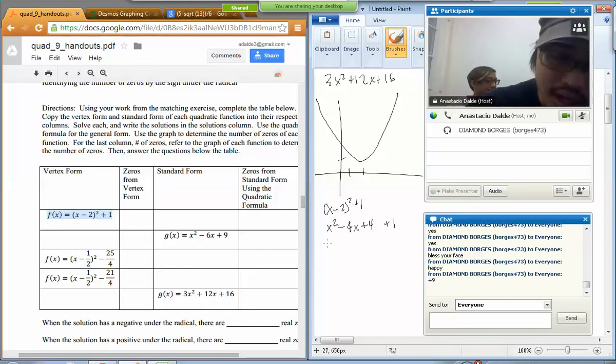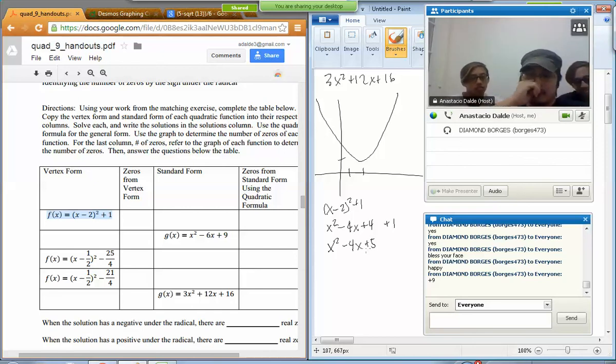Anyway, x squared minus 4x plus 5. That's what the equivalent of this in standard form is. Are we cool? How did I get the 5? 4 plus 1. 4 plus 1 is 5.